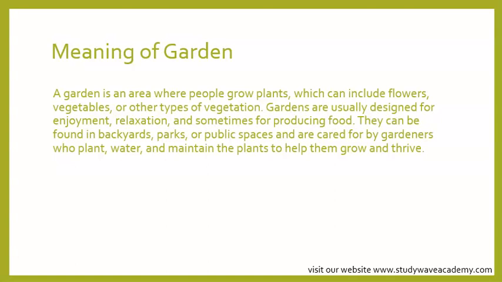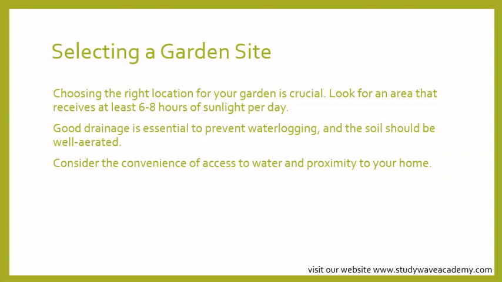So one of the steps of starting your own vegetable gardens is selecting a garden site. Okay? The first step is to select a garden site. Choosing the right location for your garden is crucial. Look for an area that receives at least 6 to 8 hours of sunlight per day. Good drainage is essential to prevent waterlogging, and the soil should be well aerated. Consider the convenience of access to water and proximity to your home.